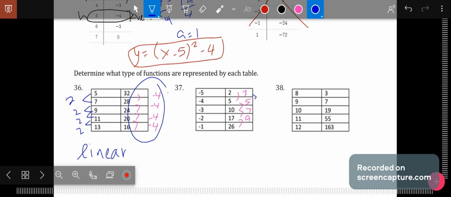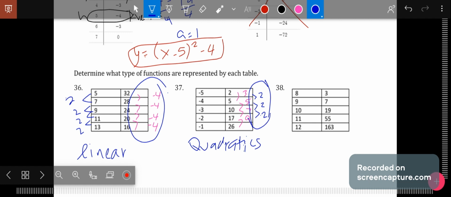5 minus 3 is 2. 7 minus 5 is 2. 9 minus 7 is 2. Because we subtracted 2 times here, we think about which type of function has a degree of 2, and those are our quadratics. If we go back and check our x values, everything has a difference of 1.